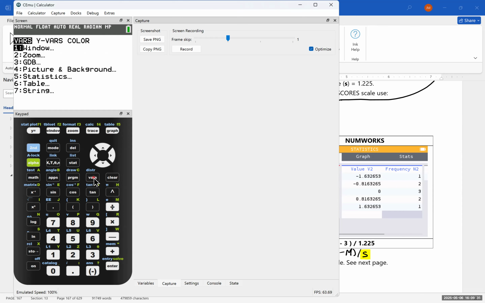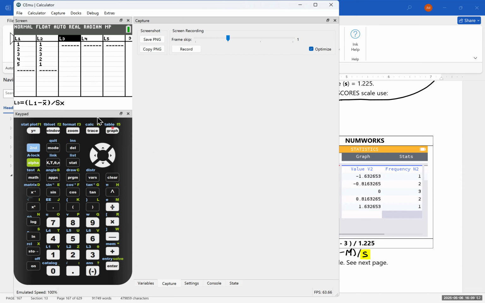So I'm going to hit vars, go down to statistics, go down to the third option, which is SX. So this is sample standard deviation. Hit enter. All right, now as soon as I hit enter, it's going to fill list 3 with z-scores, which are conversions from a donut scale into a z-score scale.